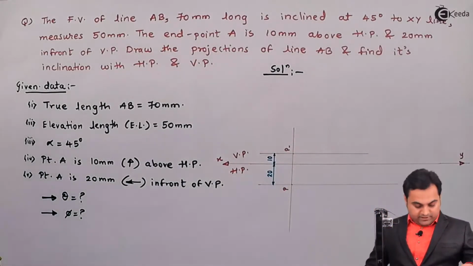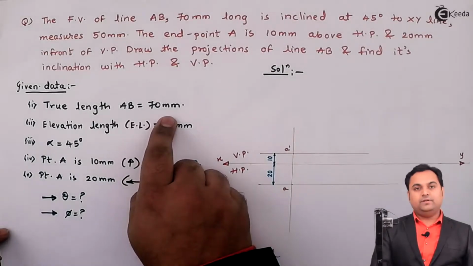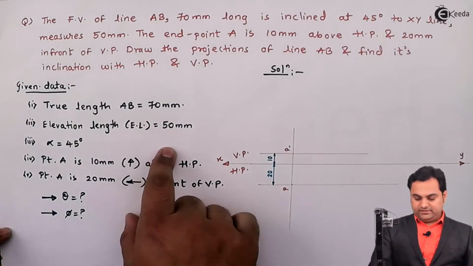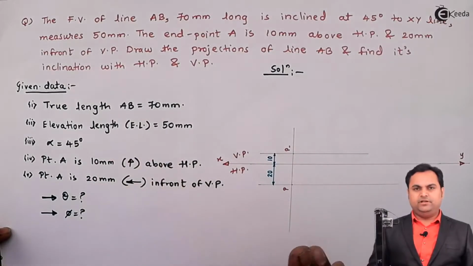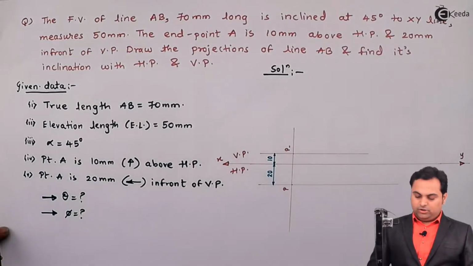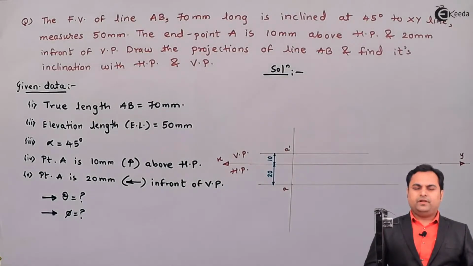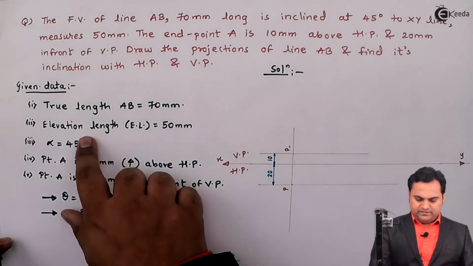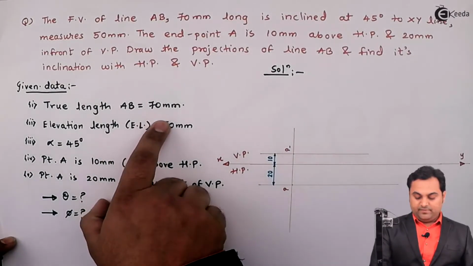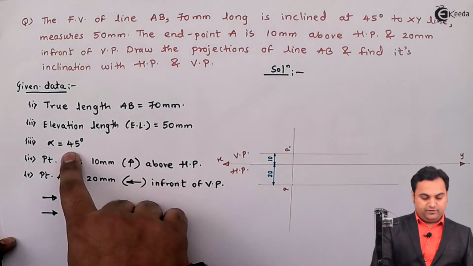Next, after marking point A, the true length is given. Elevation length is the apparent length which is visible in the front view. Now since these are questions related to lines inclined to both the planes, if the true length is 70 mm, then in the front view or in the top view, the true length won't be visible. The length of the line which will be visible to us will be called the apparent length. So the apparent length in the front view is 50, means 70 mm has become 50 mm and it is inclined at 45 degree.